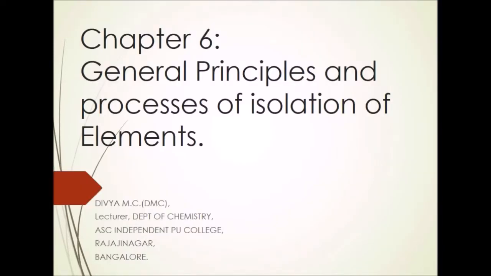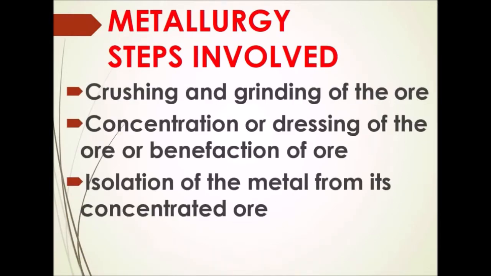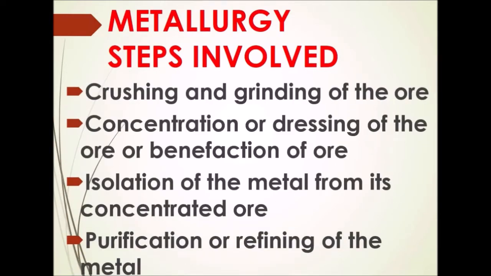In the previous video, we started with the discussion about the chapter General Principle and Process of Isolation of Elements. Let us continue with this chapter now. In the last video, we got to know that for the extraction of metal, there are 4 steps involved.